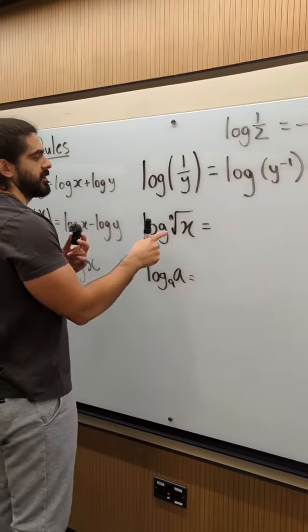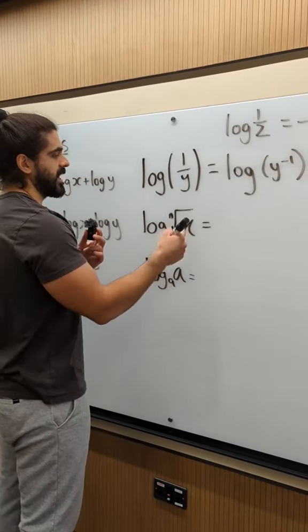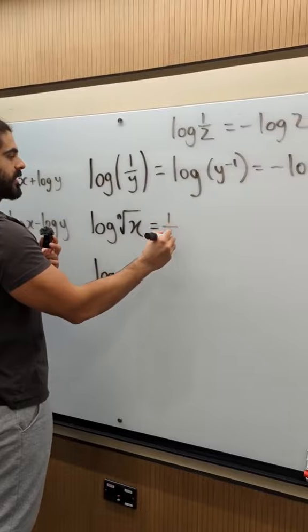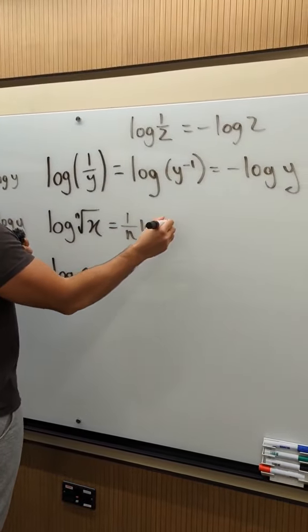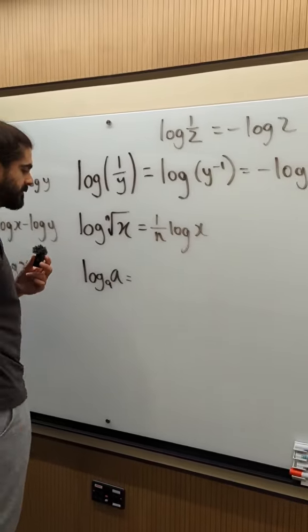Here, nth root means x to the power of 1 over n. The 1 over n comes down using our rules. You could say log x all over n.